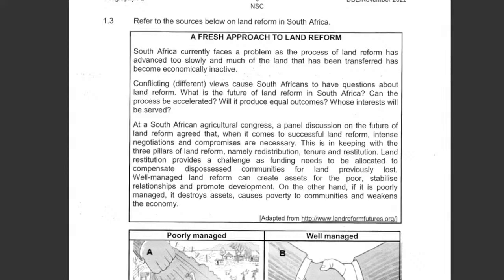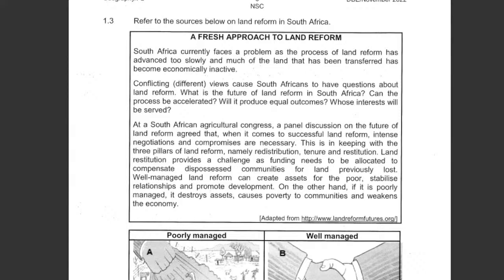conflicting or different views cause South Africans to have questions about land reforms. What is the future of the land reform in South Africa? Can the process be accelerated? Will it produce equal outcomes? Whose interests will be served? At a South African Agriculture Congress, a panel discussion on the future of the land reform agreed that when it comes to successful land reform, intense negotiations and compromises are necessary.